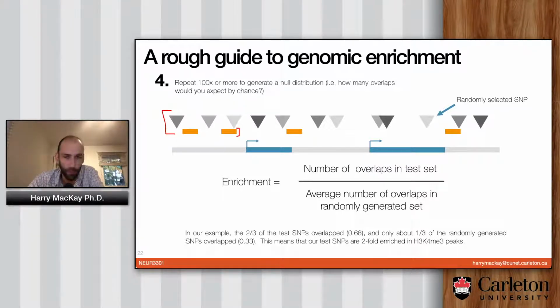you can measure enrichment by looking at the number of overlaps between SNPs in your test set and the epigenetic feature you're curious about, H3K4 trimethylation. You can take the actual number of overlaps and divide it by the average number of overlaps you get in a randomly generated set. If you generate 100 random sets, maybe the average overlap you get is 1/3, or 0.33. But in your real data set, you got 2/3 overlap, so 0.66. That means that your test SNPs are twofold enriched in these H3K4ME3 peaks.